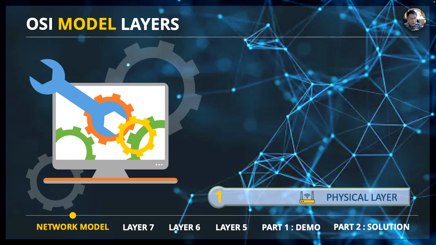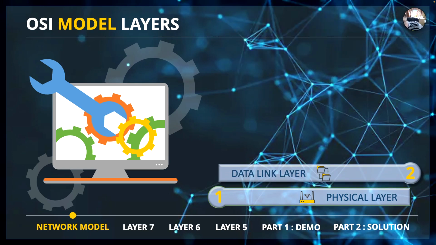It deals with the physical aspect of the network communication, such as transmission of raw data over physical media like cables and wireless connections. It defines the electrical, mechanical, and procedural characteristics of the physical interface between the devices. This layer focuses on the physical transmission of bits.